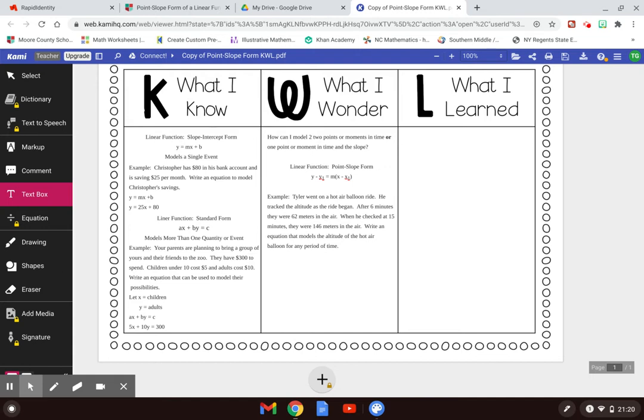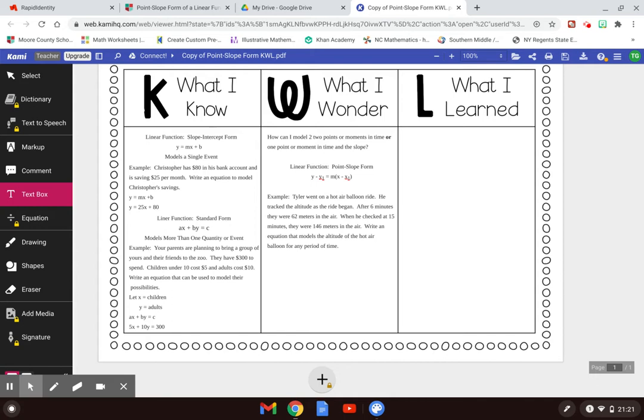Tyler went on a hot air balloon ride. He tracked the altitude as the ride began. After 6 minutes, they were 62 meters in the air. When he checked at 15 minutes, they were 146 meters in the air. Write an equation that models the altitude of the hot air balloon for any period of time.